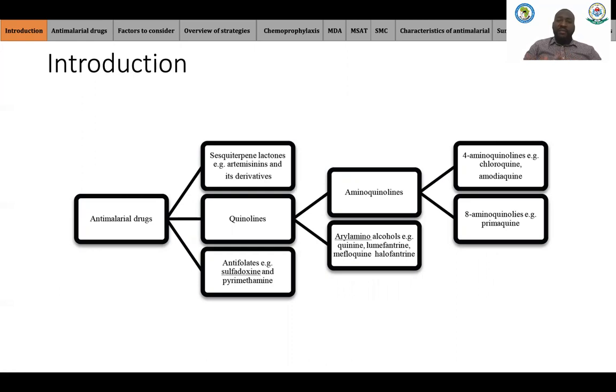In general, there are several families or groups of antimalarial drugs, and these can be mainly three in terms of the antifolates like sulfadoxine and pyrimethamine; the quinolines, which are also subdivided into aminoquinolines and aryl amino alcohols, where the quinines and lumefantrines all fall in this group; and also the lactones of sesquiterpenes, like artemisinin and other derivatives of artemisinin. This will be useful when you want to understand how these drugs work and how they can be useful in malaria control.